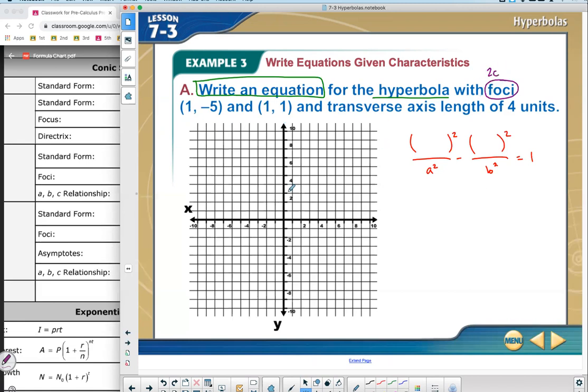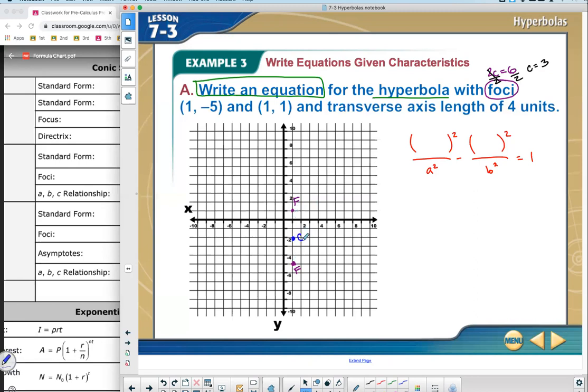So when we plot this, we'll get our foci. So I go 1 to the right, 5 down. There's a focus. And I go 1, 1. Here's the second focus. So there's my 2 foci. So by distance, that's 1 up, this is 5 down. That means they're 6 apart. 2C equals 6. What does 1C equal? 3. Good. So the center of our hyperbola will be 3 units away from either focus. 1, 2, 3.